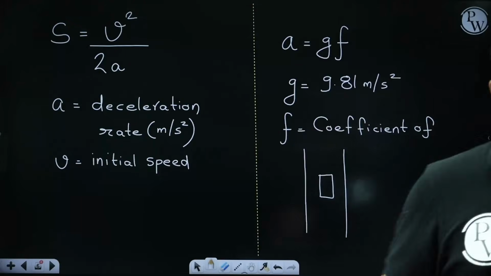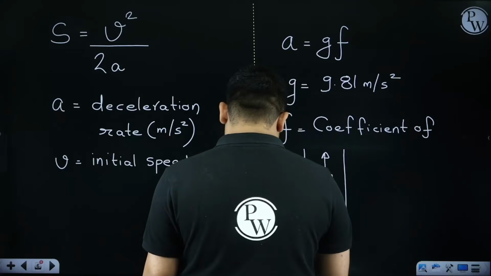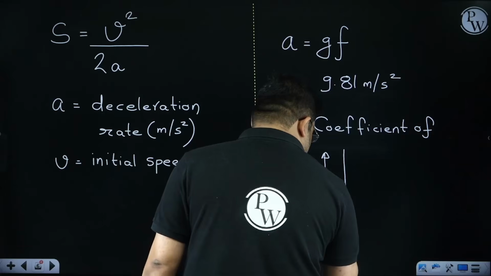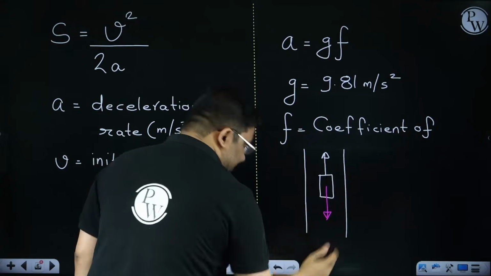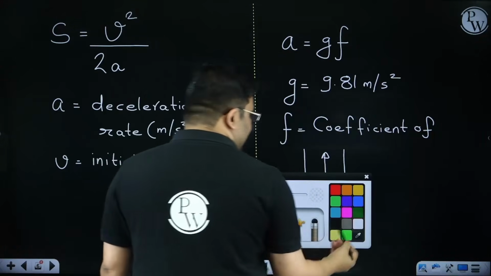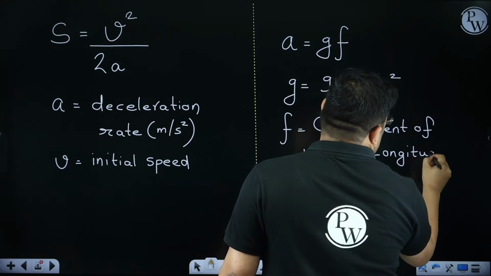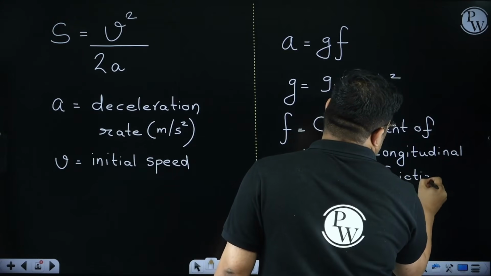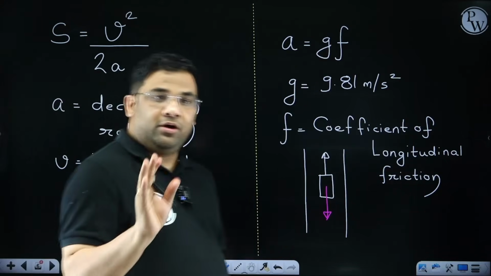So when the vehicle is going forward and the brakes are applied, the friction will be acting in this direction. So this is the longitudinal direction, and this is the lateral direction. The friction is acting in the longitudinal direction, so this is the coefficient of longitudinal friction.